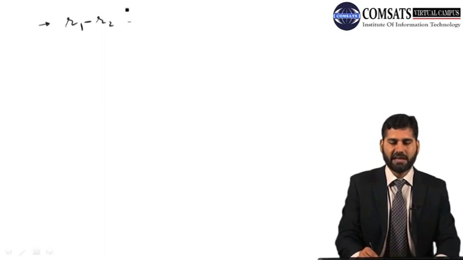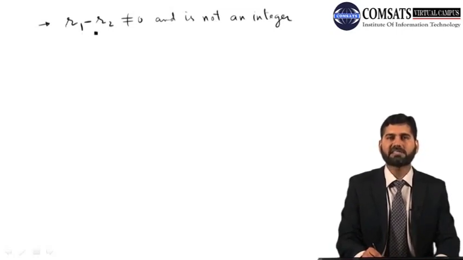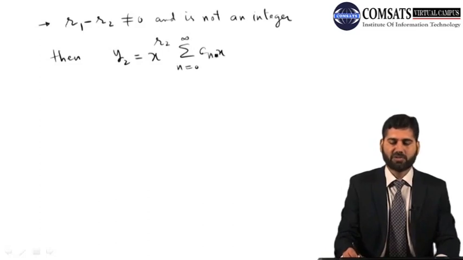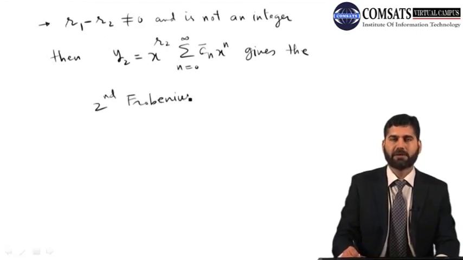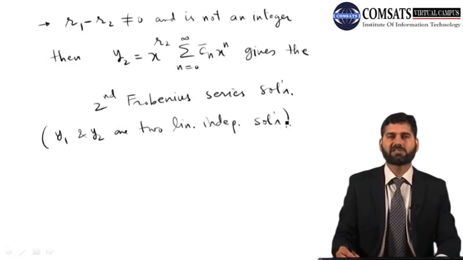And then we see whether r1 minus r2 differ by an integer or not. If this is not equal to 0 and is not an integer, meaning both roots are not equal and their difference is not an integer, then y2, the second solution, is x to the power r2 times the sum from 0 to infinity of c_n x^n, or you can call it c_n bar or b_n, whatever you want. This gives the second Frobenius series solution, and they both will be linearly independent. So y1 and y2 are two linearly independent solutions.